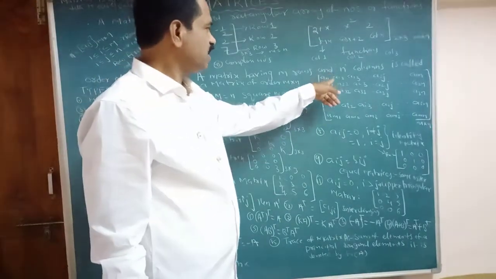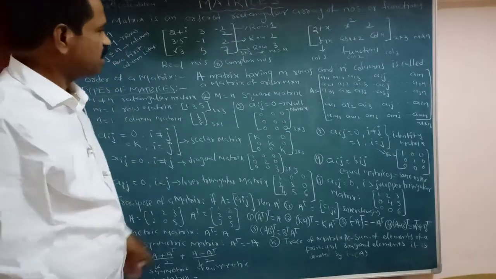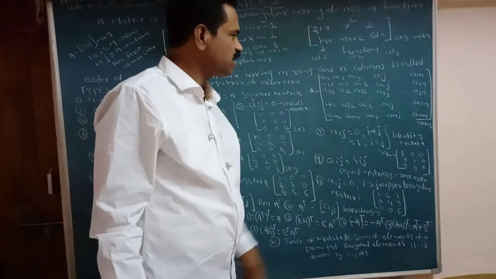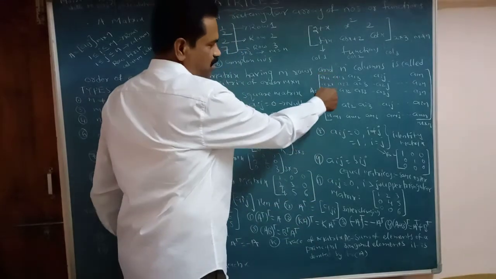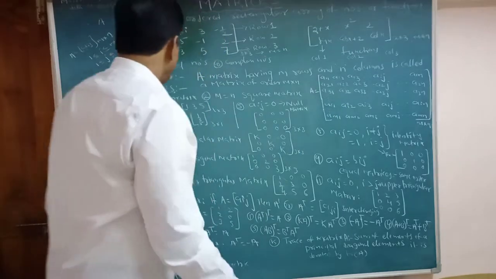Next, N equal to 1. Observe here, N equal to 1. What is it called? A column matrix. N equal to 1 means it is a column matrix.